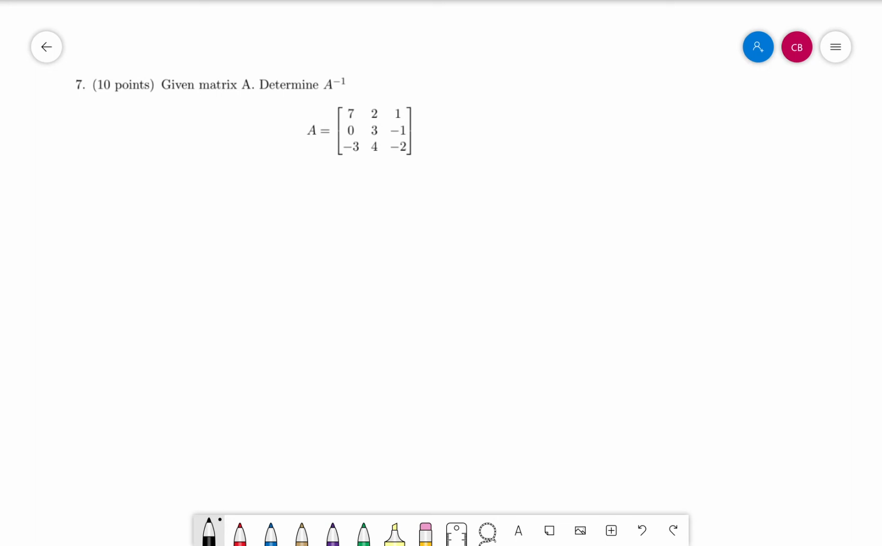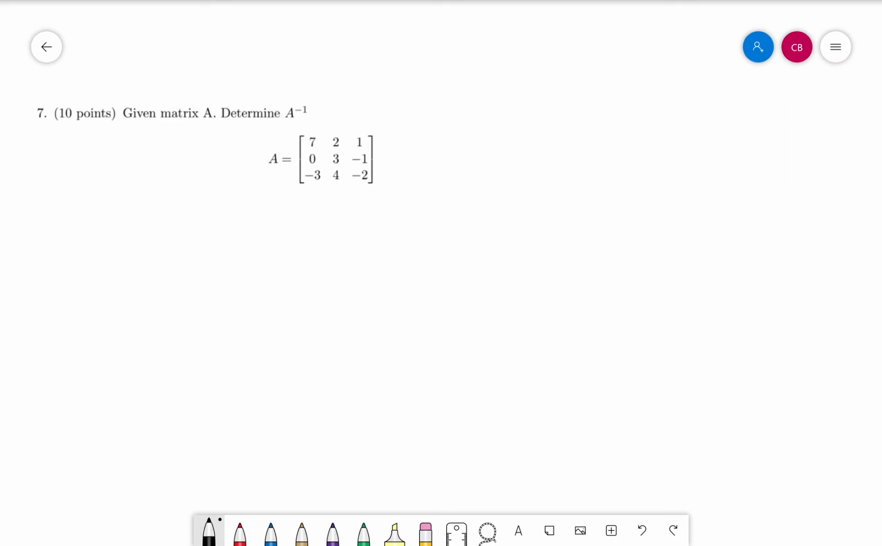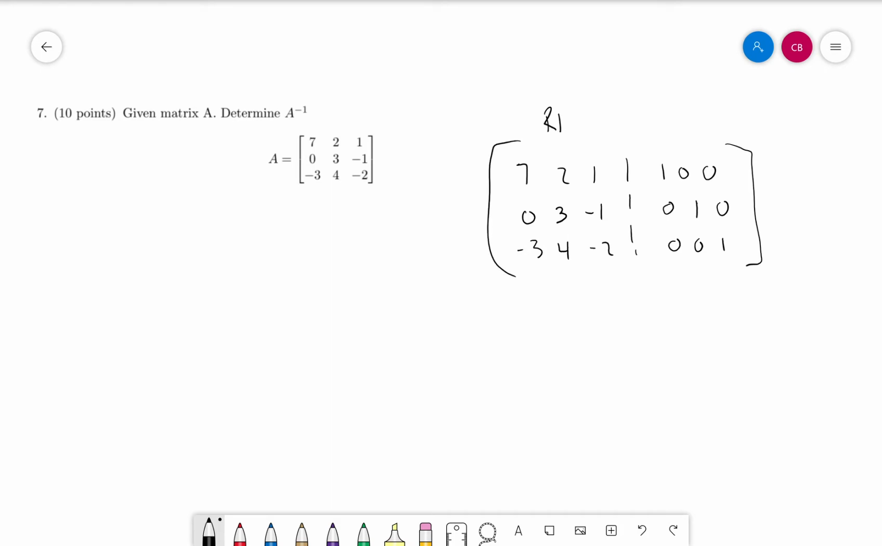Okay, welcome back everybody. To find the inverse of this, what we're going to do is take this matrix and augment it by the identity matrix. And we're going to RREF this left side, and once it's RREF'd and we have the identity matrix, this other side will be A inverse.